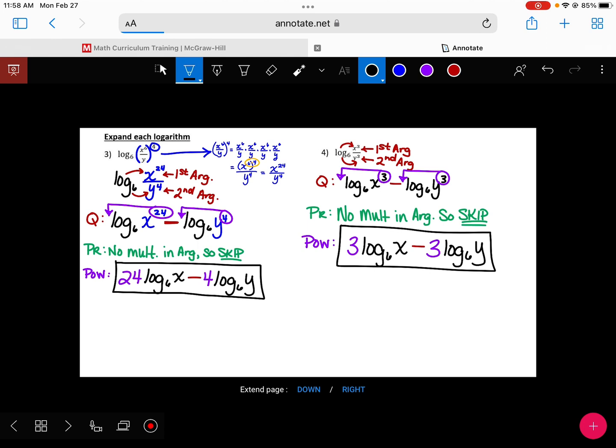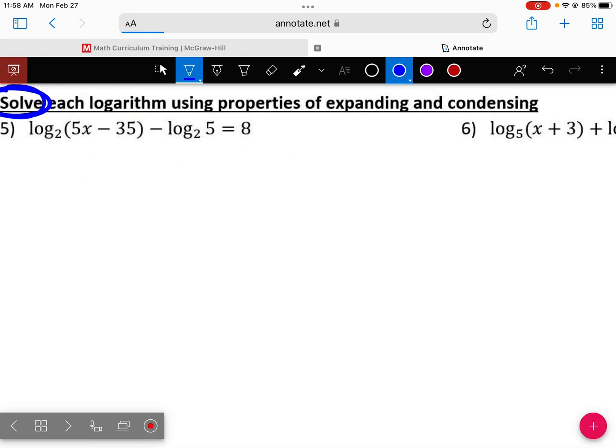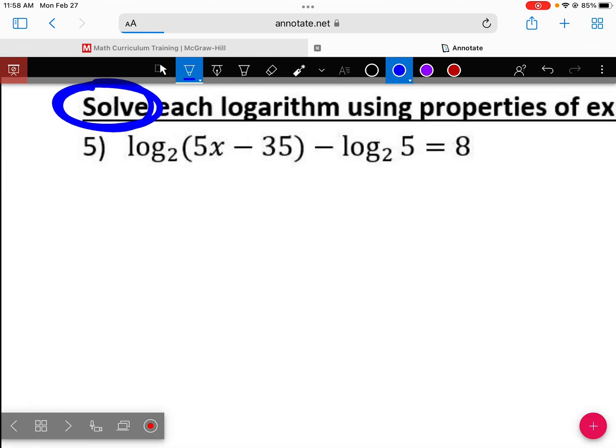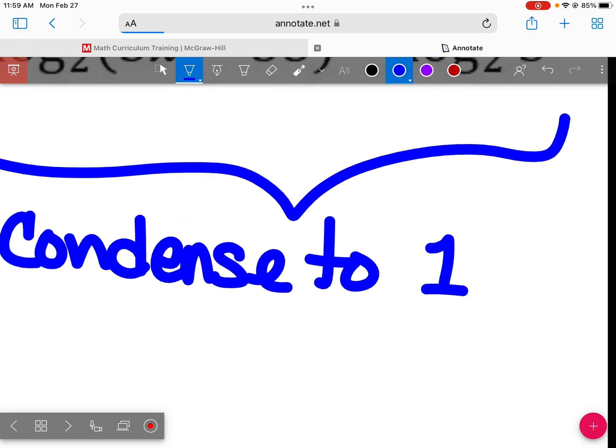All right. One more idea that we need to talk about is these last 2 problems. Down at the bottom, number 5 and number 6, do they say expand? No. Do they say condense? What does it say? Use expanding and condensing. So we are supposed to solve using properties of expanding and condensing. I want to look at this side over here, because here's where my logs are. Is that expanded or is that condensed? It's expanded. So we will condense to 1 log.